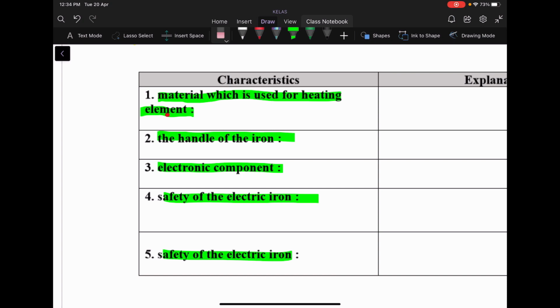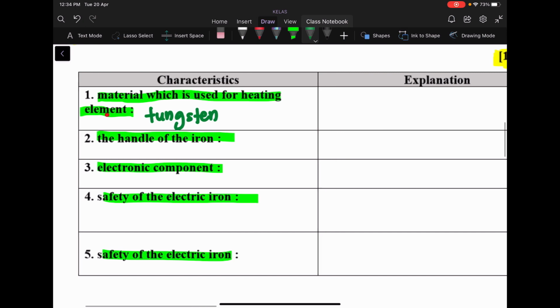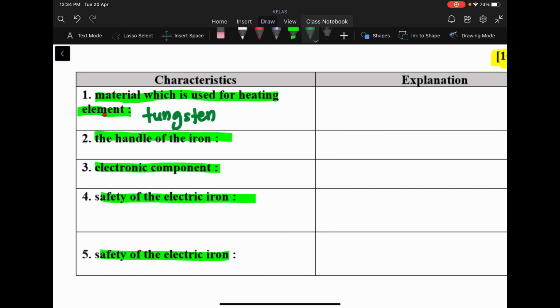Okay, tungsten. Why? Okay, very good. Tungsten. Okay. Why? Because it has high resistivity. Tapi kita guna tungsten ke sebenarnya? Micro. Okay, tak apa. Dia ada point lah. Okay, boleh duduk satu kumpulan tu.